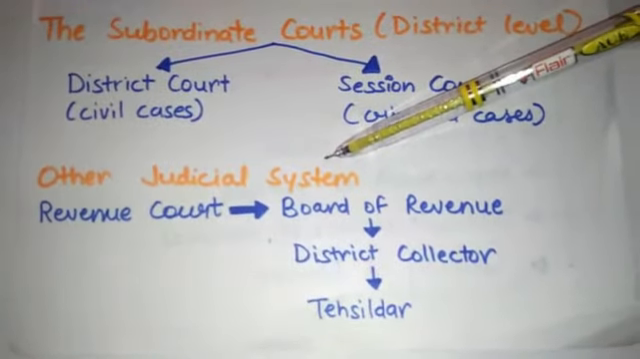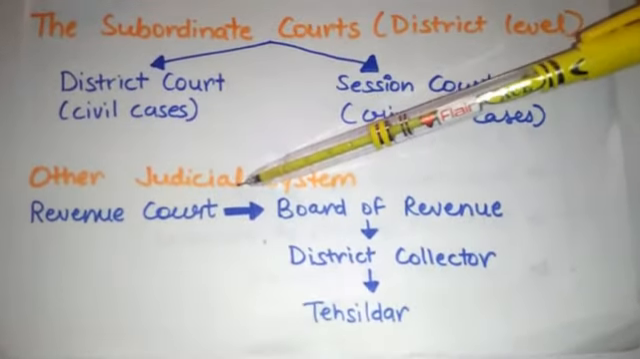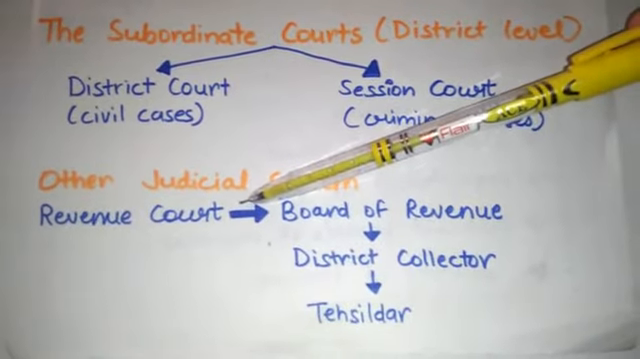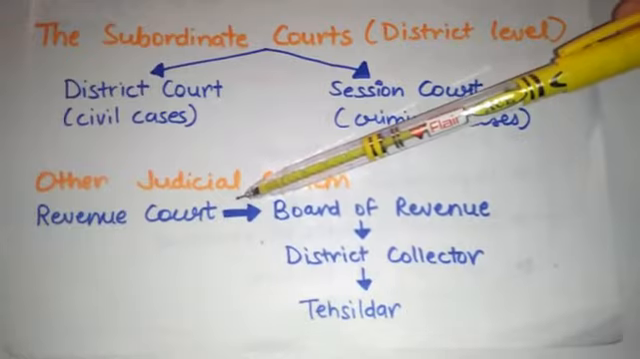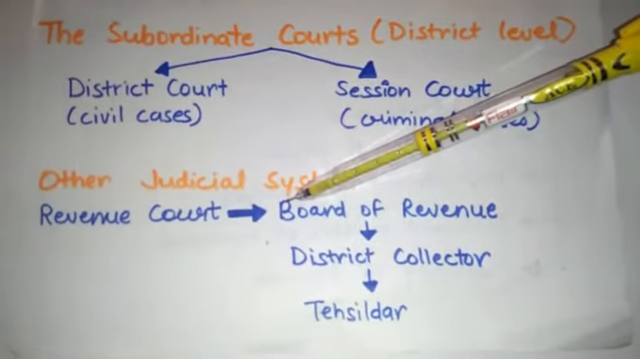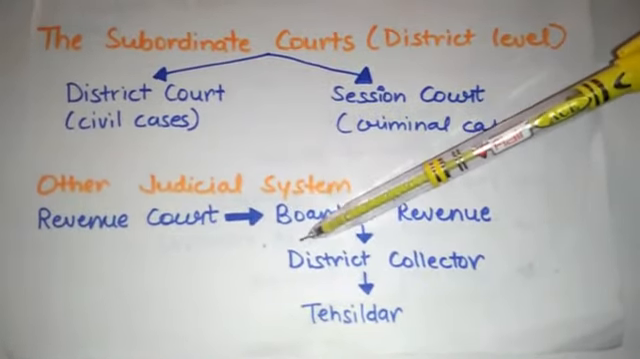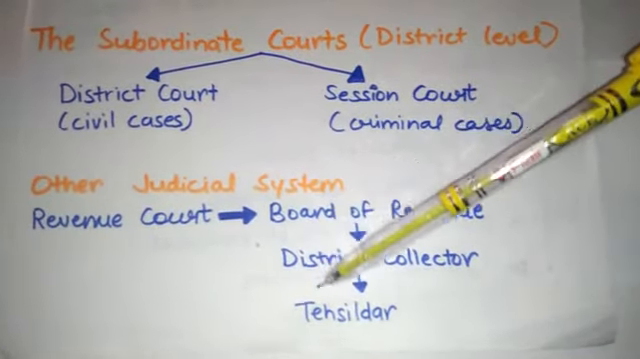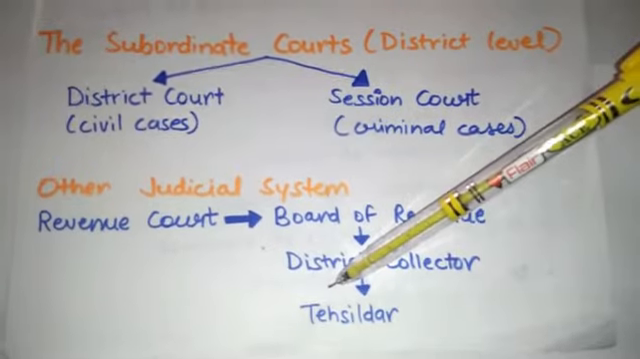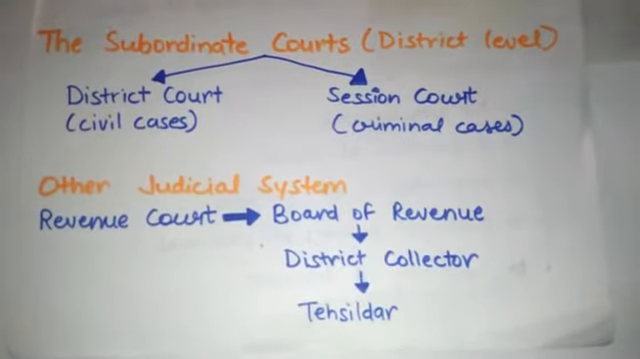We have other judicial systems such as the revenue court. It deals with cases related to land, records of agricultural land, and collection of revenue. On the top, we have Board of Revenue. Under this, we have district collectors at district level, and at the lowest level, in the tehsils, we have the tehsildars.